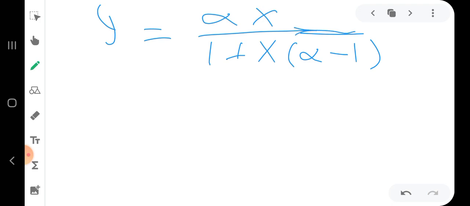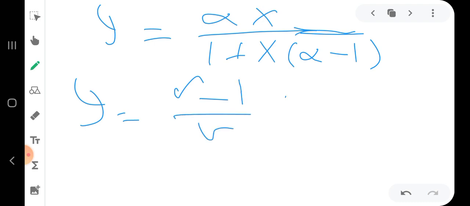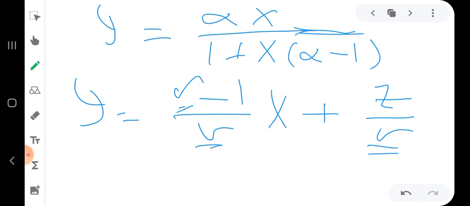The other equation from the material balance, which is the Q-line equation, is Y equal to (the vapor percentage minus 1) over the vapor percentage multiplied by X, plus Z over the vapor percentage. Usually, in most cases, the vapor percentage will be given, or the liquid percentage will be given, and then you can find the vapor percentage from 1 minus the liquid percentage.